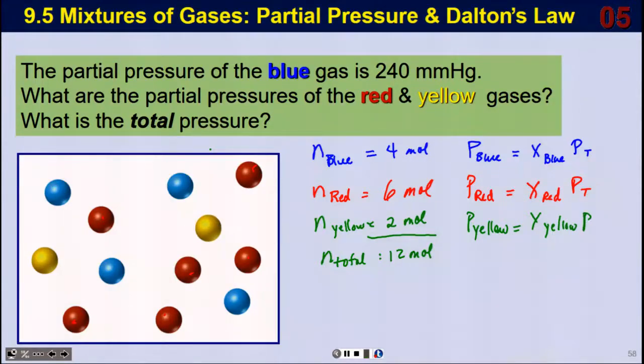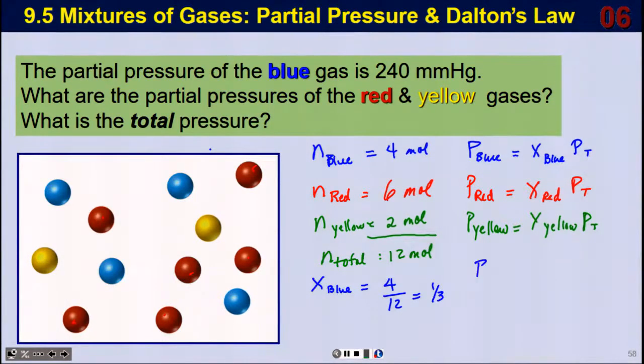So what do we do next? So if we know that the mole fraction, we can determine the mole fraction of the blue, right? So the mole fraction of the blue gas is its number of moles divided by the total number of moles. So 4 over 12, which is 1/3. And we can put that in there to determine the total pressure.